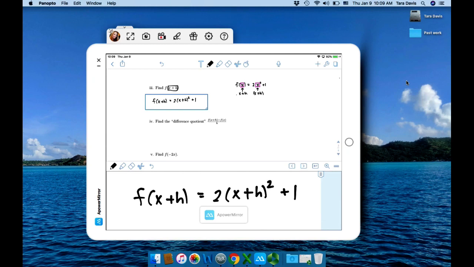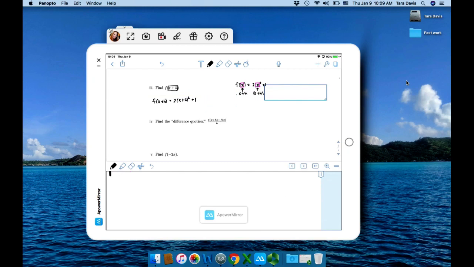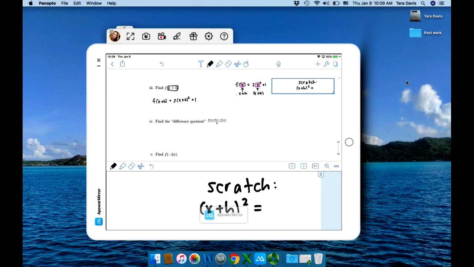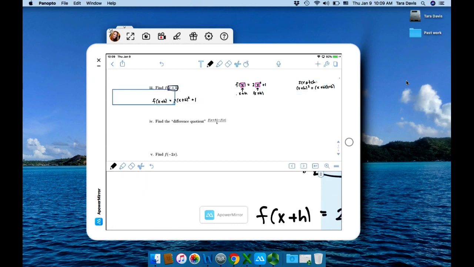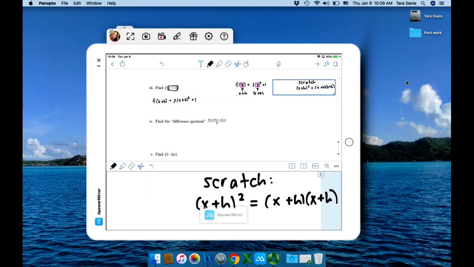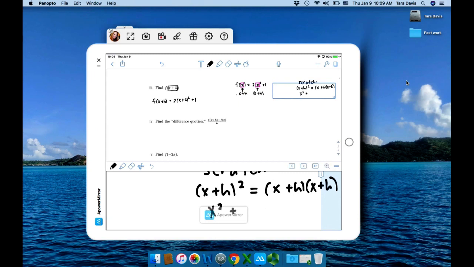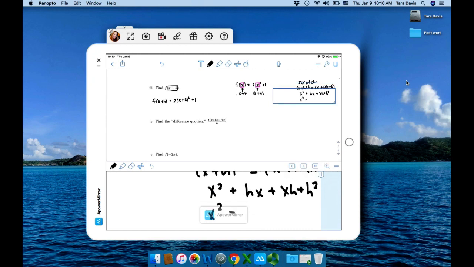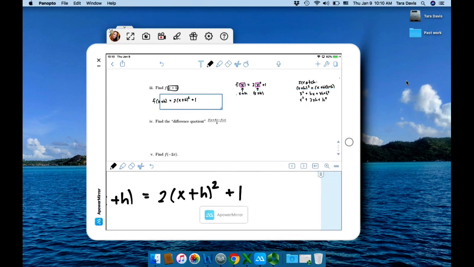And then if I want to, I can expand that because I know that (x plus h) squared. So if you need to have a scratch paper, then do it. (x plus h) squared means (x plus h) times (x plus h). And so then you can multiply it all out together, and then that would be x squared plus hx plus xh plus h squared, or x squared plus 2xh plus h squared, yeah? So totally, that's just this one.